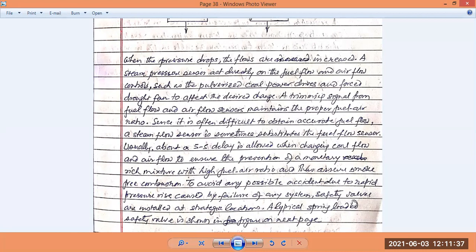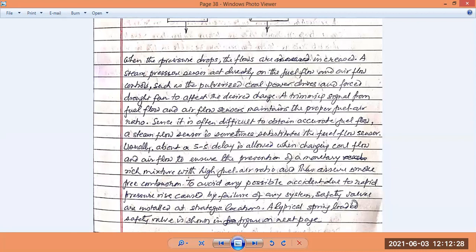A 5-second delay is allowed when changing coal flow and airflow, to ensure the prevention of a momentary rich mixture with a high fuel ratio, and this ensures smoke-free combustion. If you have the right ratio, less smoke and fewer harmful products will be produced, because everything converts to carbon dioxide, with less carbon monoxide and sulfur dioxide.